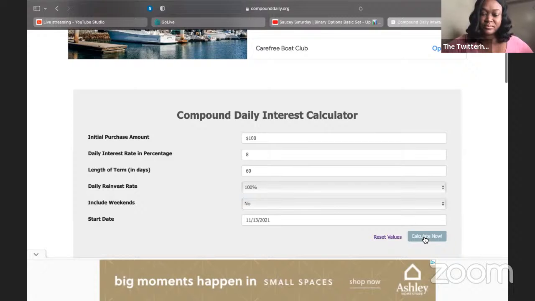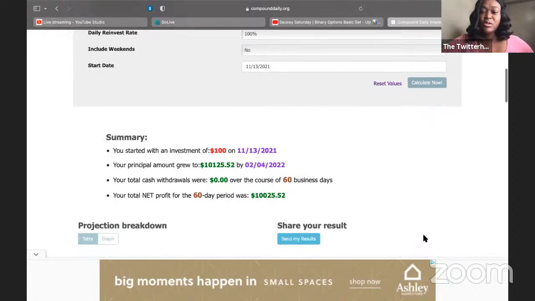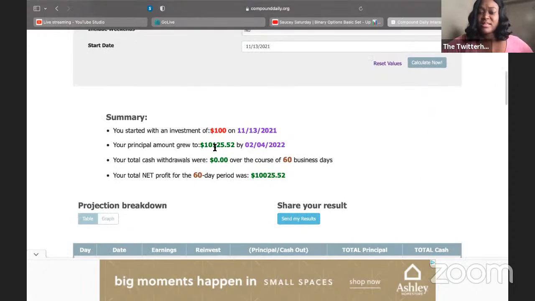Well, it will grow to a little over $10,000, $10,125.52. And this is a calculator. Past performance doesn't guarantee future results. This is a calculator. We're humans, so we definitely will not hit that, whatever your goal is, whether it's 4%, 5%, 8%, 20% in a day.